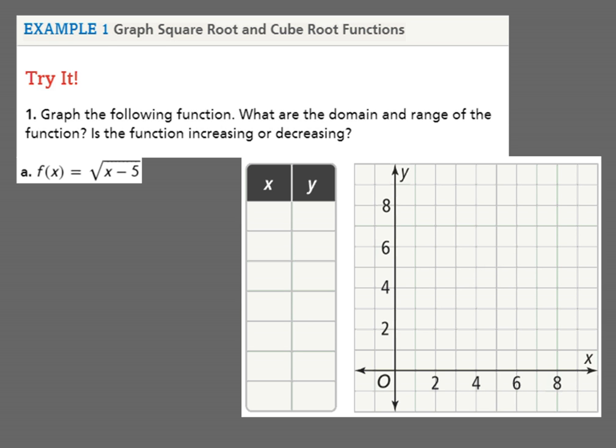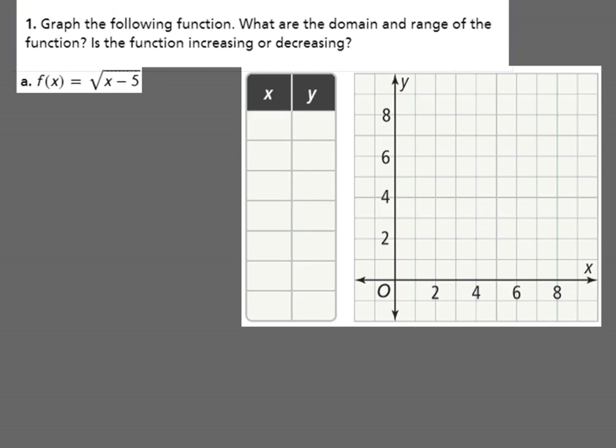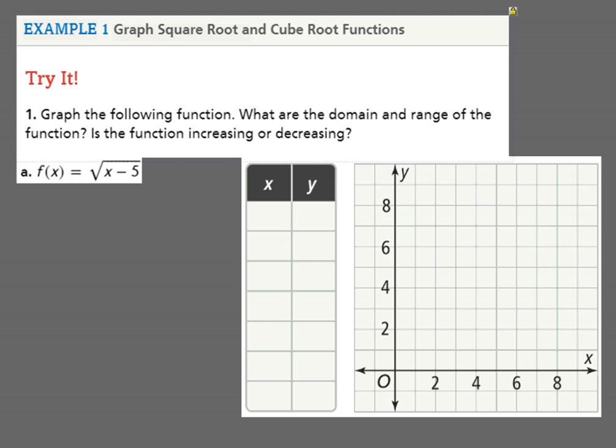So example 1 should be around page 122 in your student companion. It says, graph the following function. What are the domain and range of the function, and is the function increasing or decreasing? So we're studying graph, square root, and cube root functions. We're going to have a square root function here, and part B is going to be a cube root function. So let's look at what a square root function looks like.